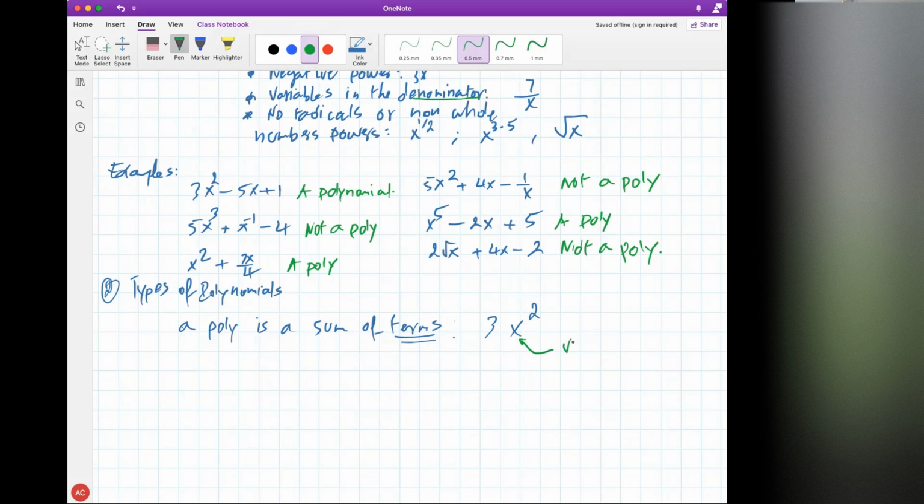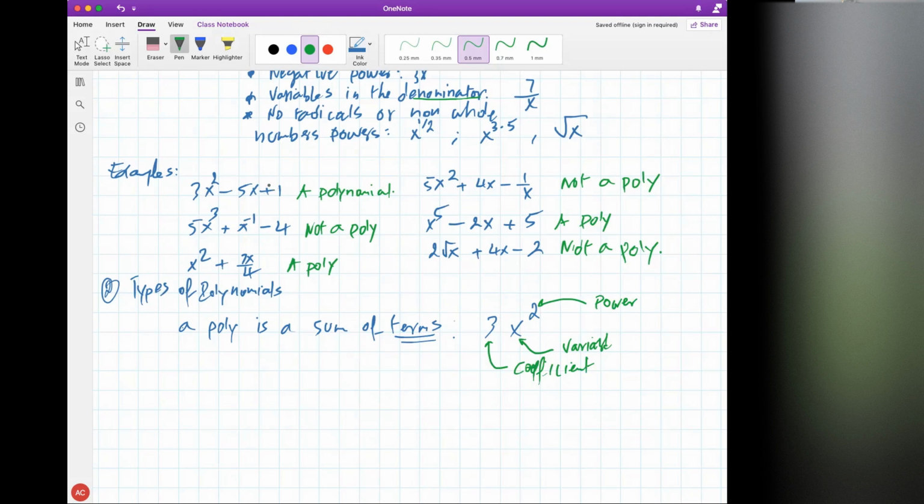So this is a variable. This is the number before the variable. This is 3 times x, 3 times x to the second. This number, we call it the coefficient. And of course, this is the power of the term, the power or the exponent. So each variable term is made of these 3 things.